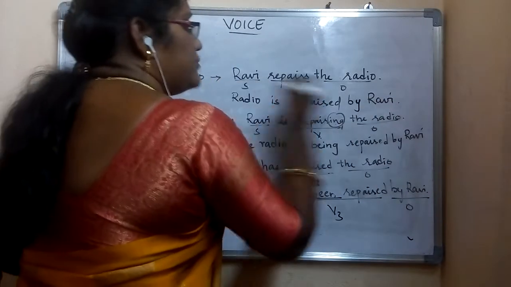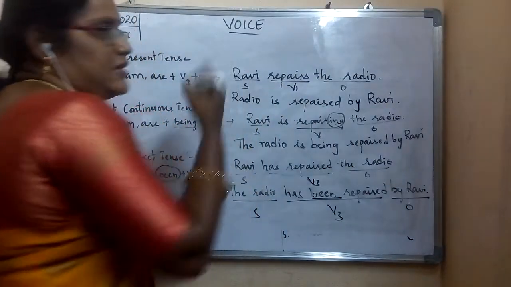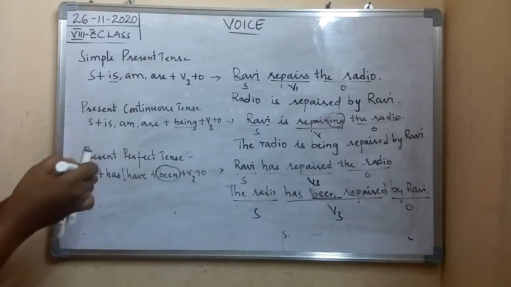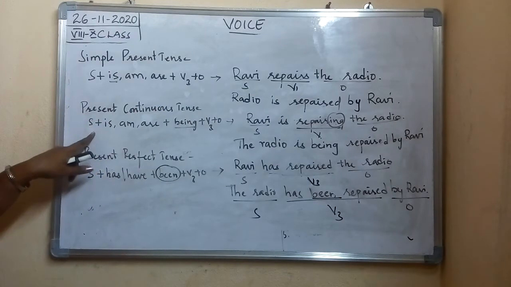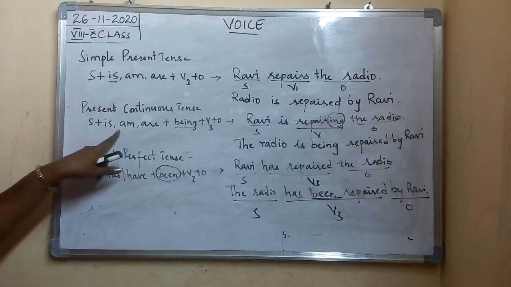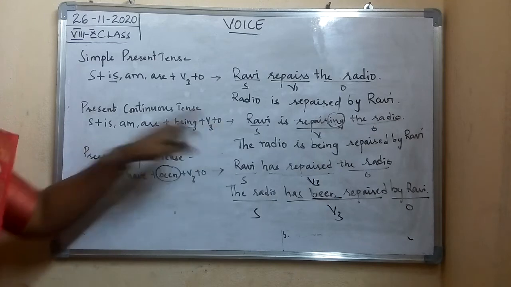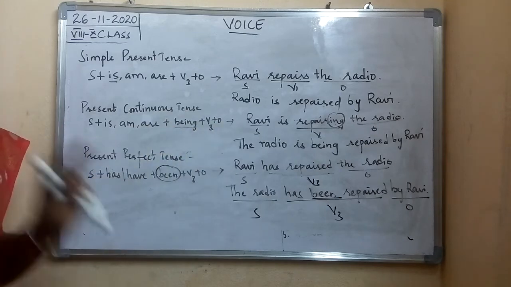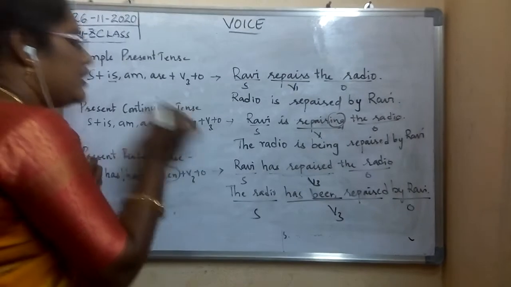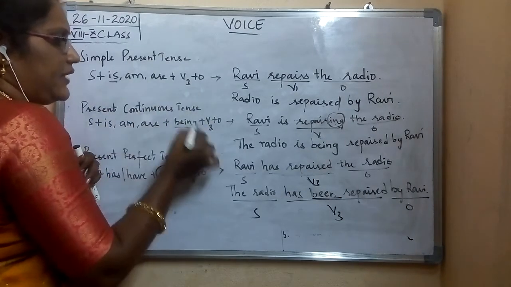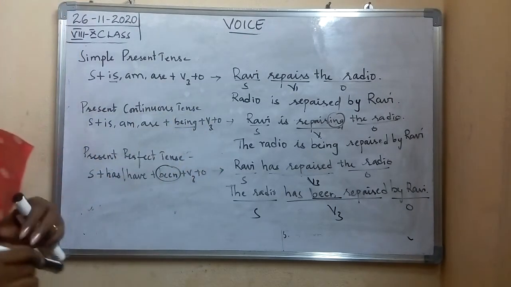By Ravi. So subject becomes object. Object becomes subject. Okay. Now present continuous tense. What is the structure? Subject plus is, am, are plus being plus V3 plus object. When it is continuous, you have to add extra what? Being. Same structure I have written, but being was added here before V3.